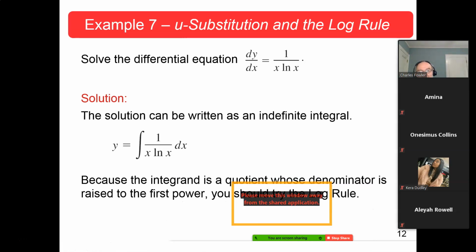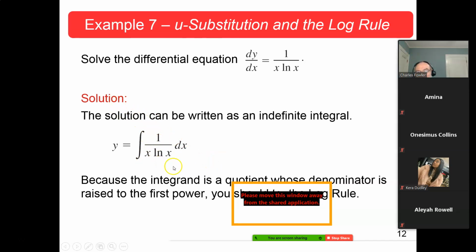Because the integrand is a quotient whose denominator is raised to the first power, you should try the log rule. That's their little statement. I don't know if that is particularly helpful to you, but it may be, and if so, go for it.